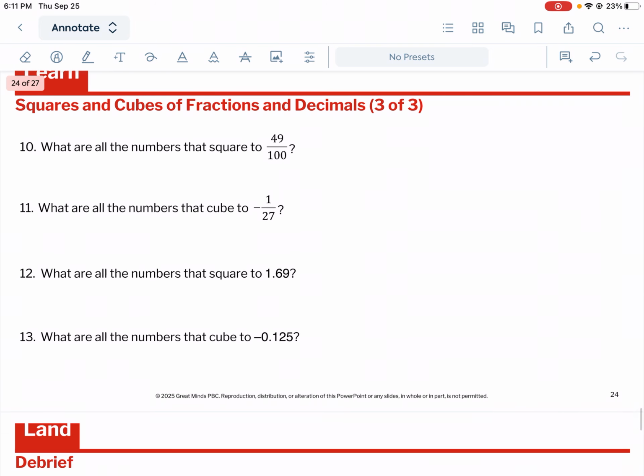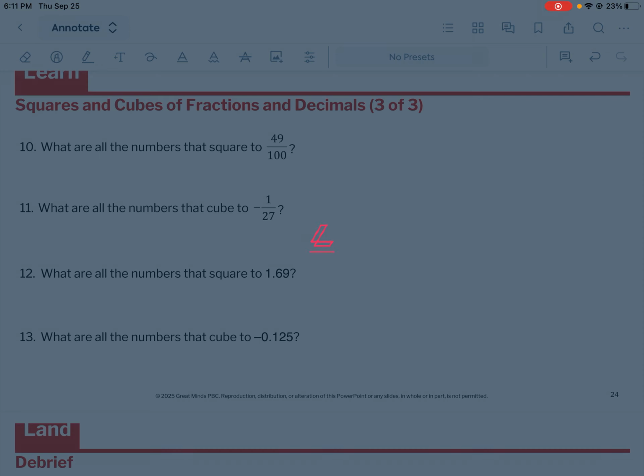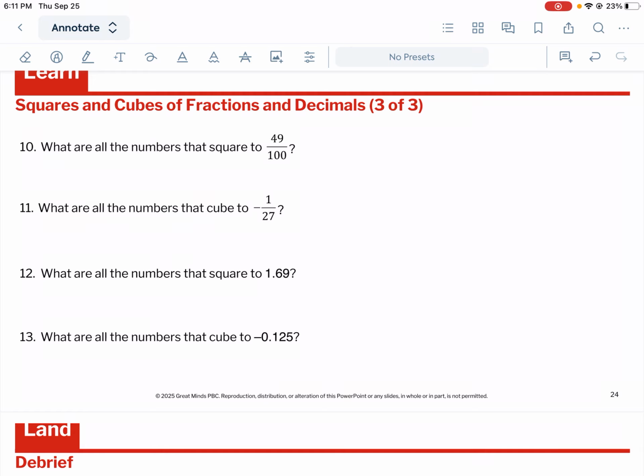Here, I did a little bit of practice again for you. I did number 10 and number 13. I left you guys to do number 11 and number 12. We might check those when we come back to class, maybe. For number 10, it says, what are all the numbers that square? Write your formula, x squared, to 49 over 100.